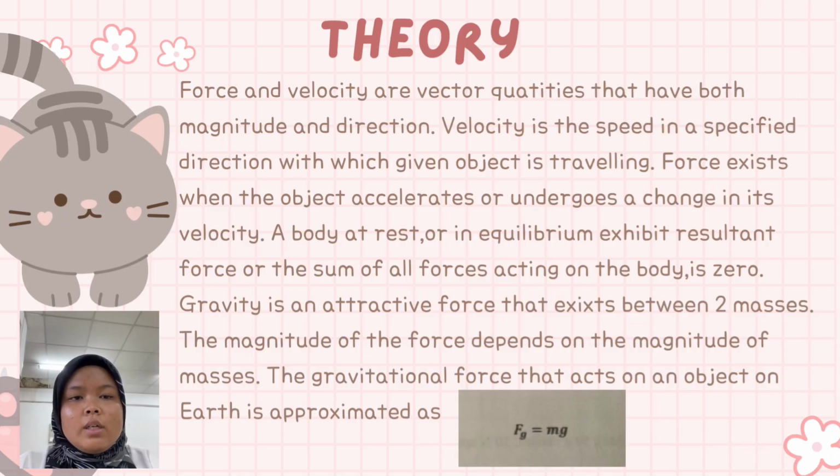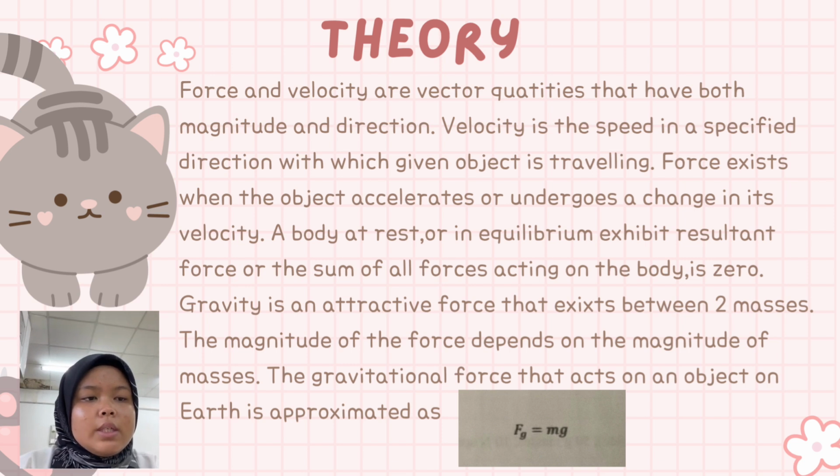Next is theory. Force and velocity are vector quantities that have both magnitude and direction. Velocity is the speed in a specified direction with which a given object is traveling. Force exists when the object accelerates or undergoes a change in its velocity. A body at rest or in equilibrium exhibits a resultant force, or the sum of all forces acting on the body, of zero.